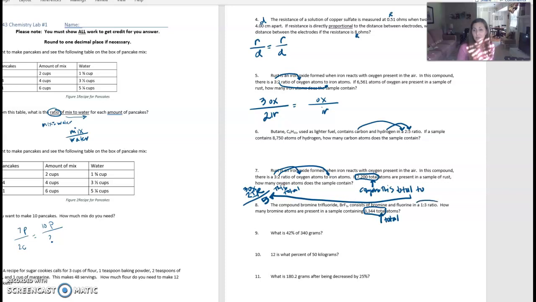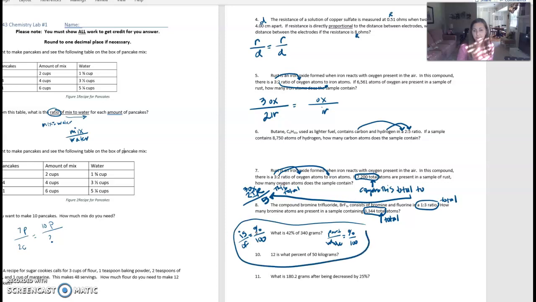And so what you need to do is compare that to the total number of atoms here. The total number of atoms here is not 1. It's also not 3. 7 and 8 are very similar. Okay, for 9 and 10, you're going to use our formula. You can either use is over of equals percent over 100, or you can use part over whole equals the percent over 100. So that formula is going to work for these two problems right here, 9 and 10.